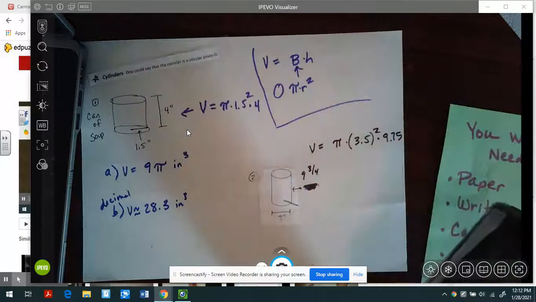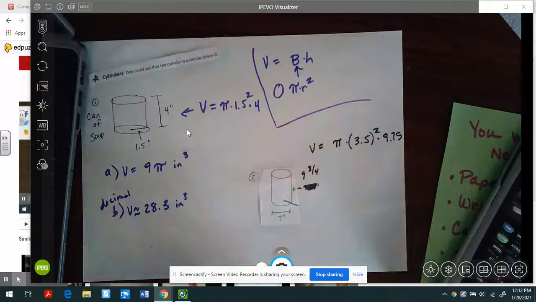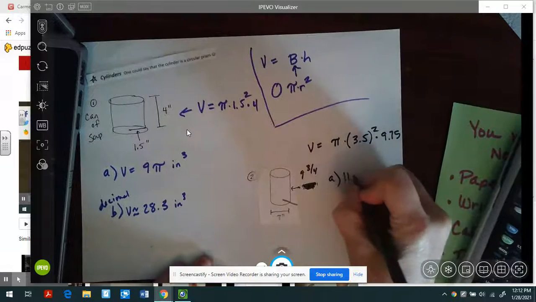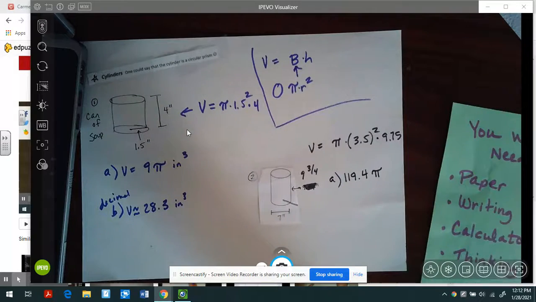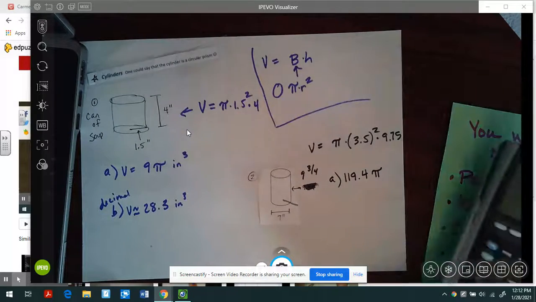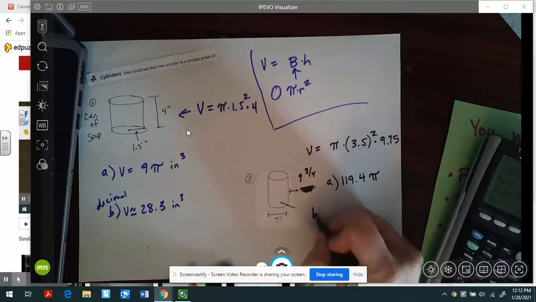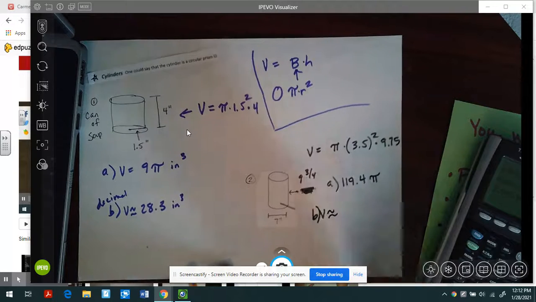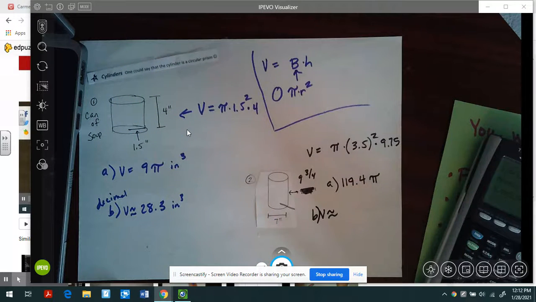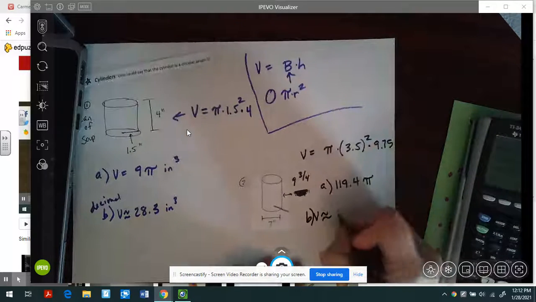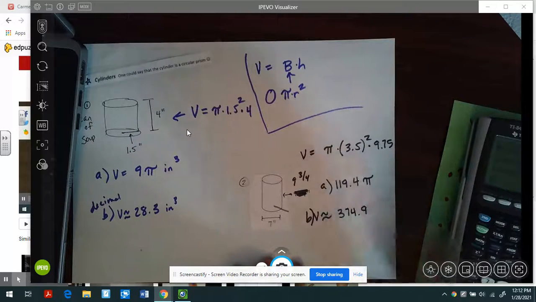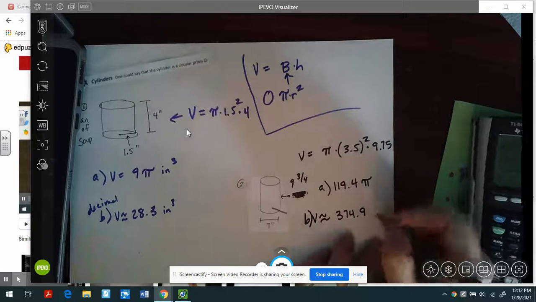119.4 times pi. Okay, making sure I did that correctly. And then for the second answer, it's approximately, so now I'm going to take that 119.4 and multiply that times 3.14. And I get 374.9. What were our units? Inches again. So we'll do our units.